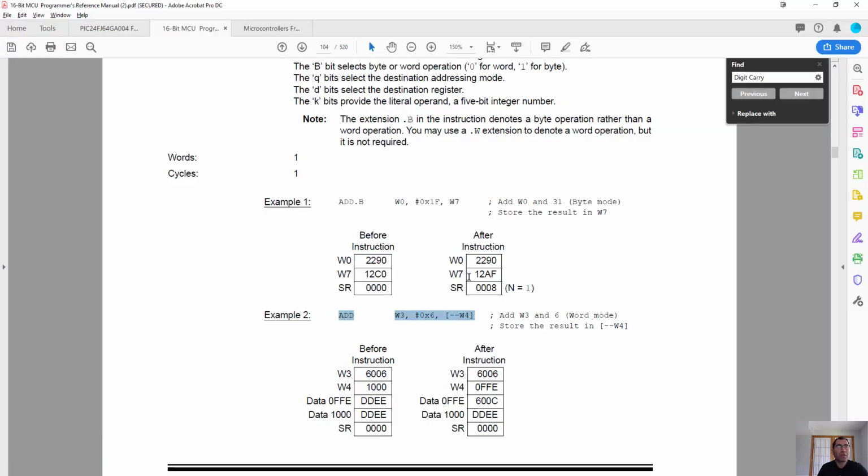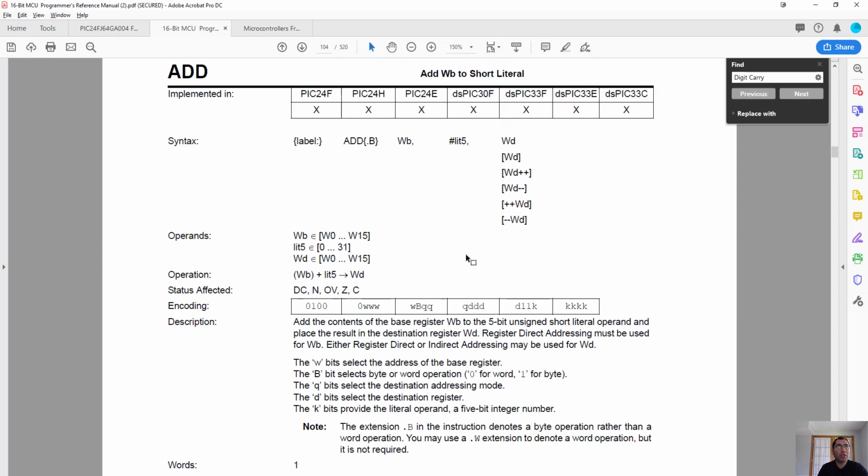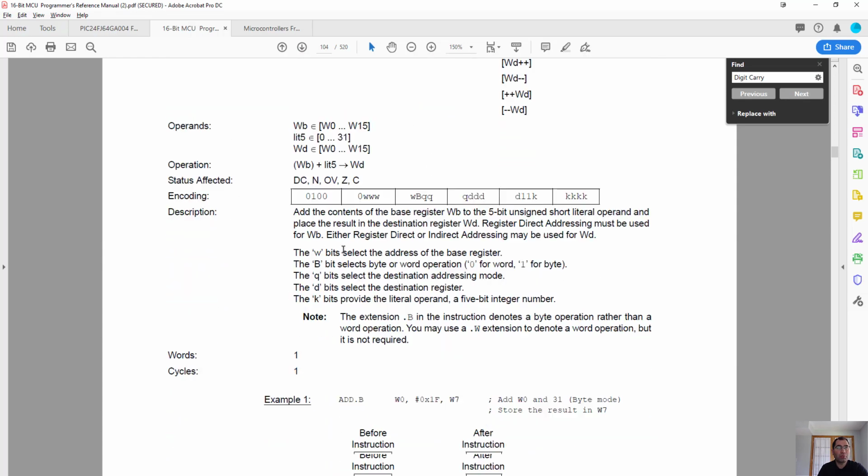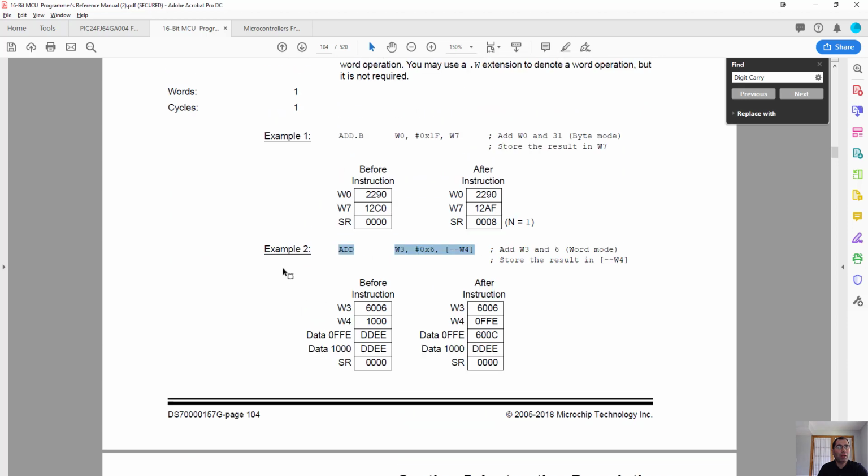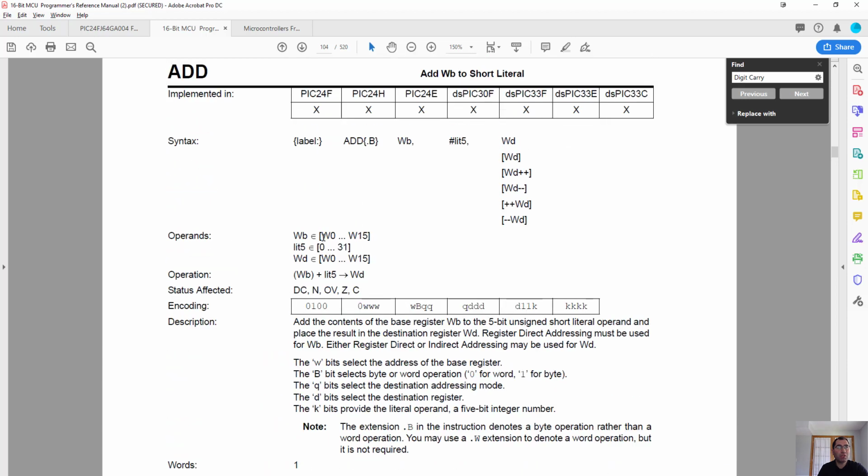Okay, let's do another example. This time I'm doing another add instruction, but it's on page 104. It's a similar instruction, another add operation, but with different kinds of operands. It has WB, a working base register, and then a 5-bit literal this time, so it can only handle a 5-bit literal, and then a destination register here. So it has 3 operands, right?